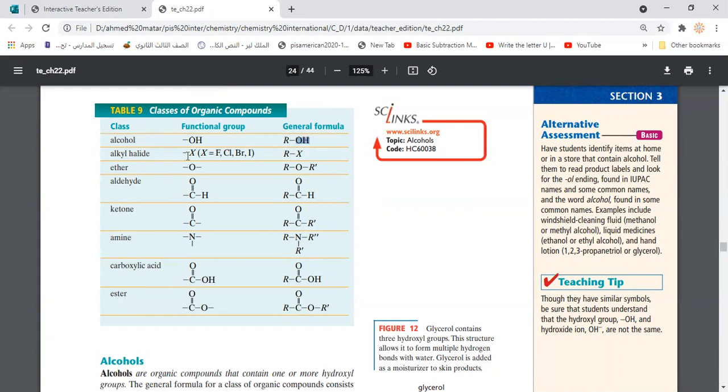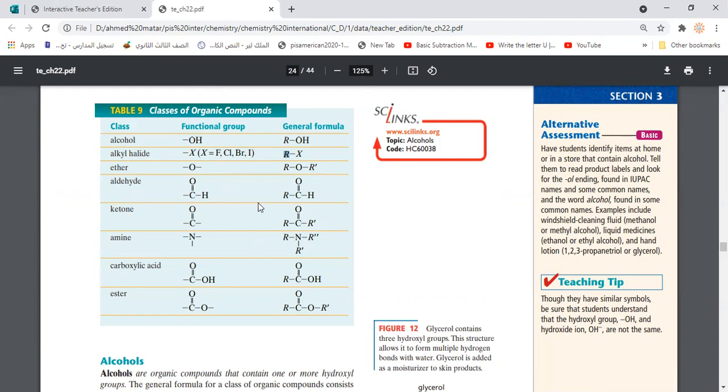Here we find the other one, which is alkyl halide. So what is an alkyl halide? An alkyl halide is just an alkyl group in which the missing hydrogen is substituted by one of the halogens. What are halogens? Halogens are elements found in group 17 in the periodic table: fluorine, chlorine, bromine, and iodine. So this X refers to one of these elements, fluorine, chlorine, bromine, or iodine.